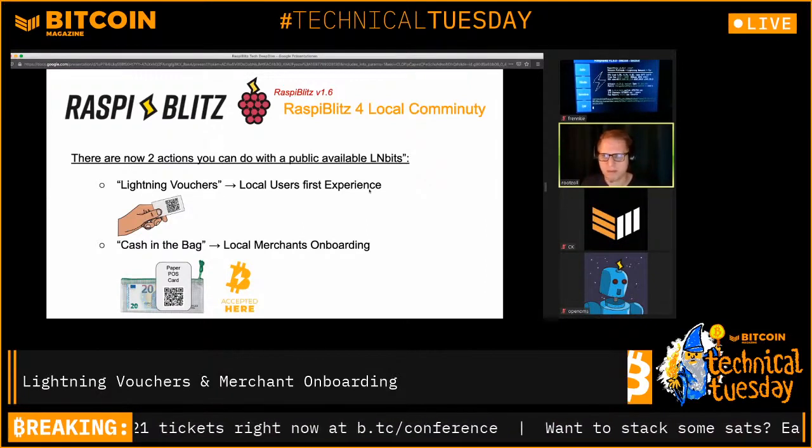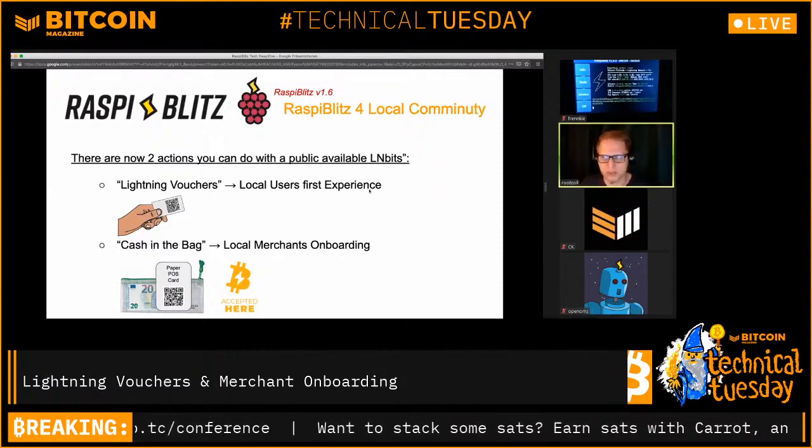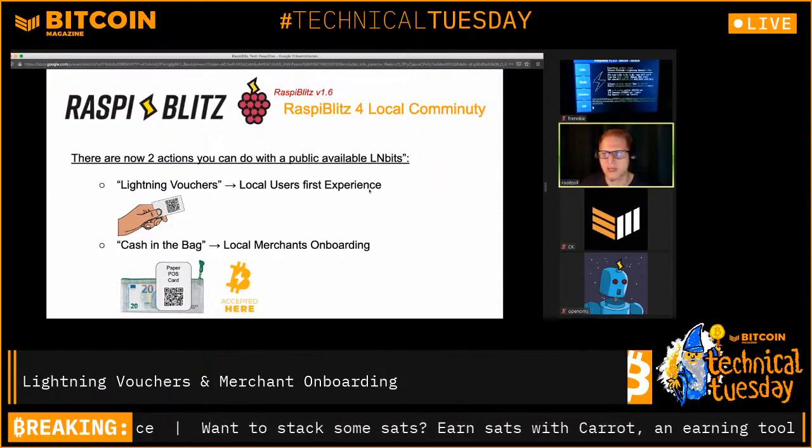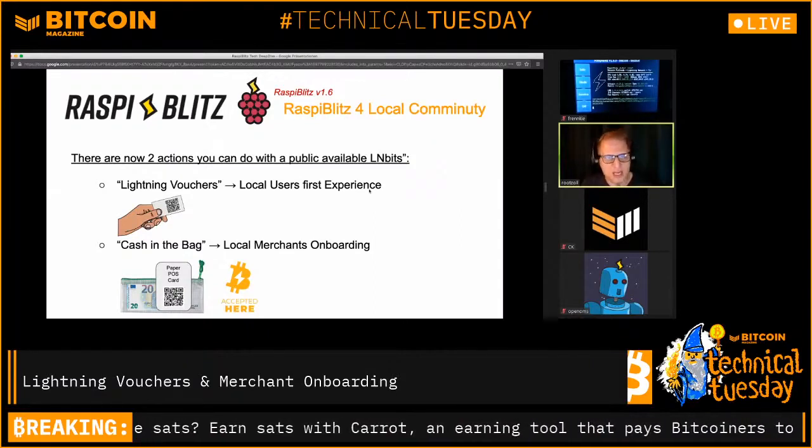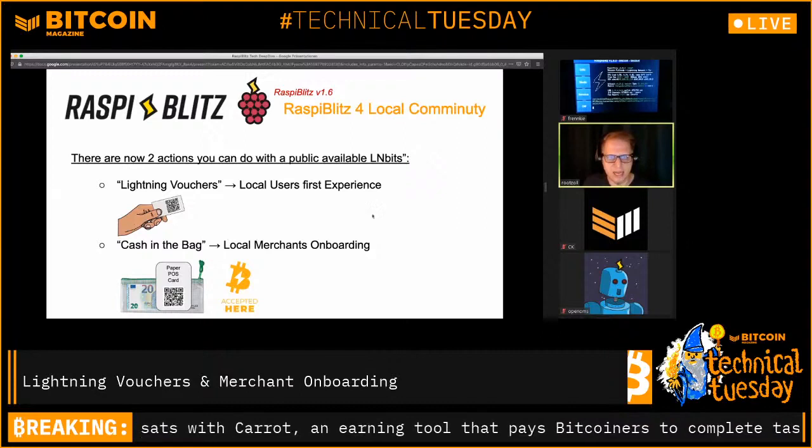It's not perfect yet, but I think we are coming to a point where we can start to experiment with this in our local communities. Maybe even start with our friends, and then maybe even go further there. So the first concept is the Lightning vouchers. The idea is to give away Satoshis to people.